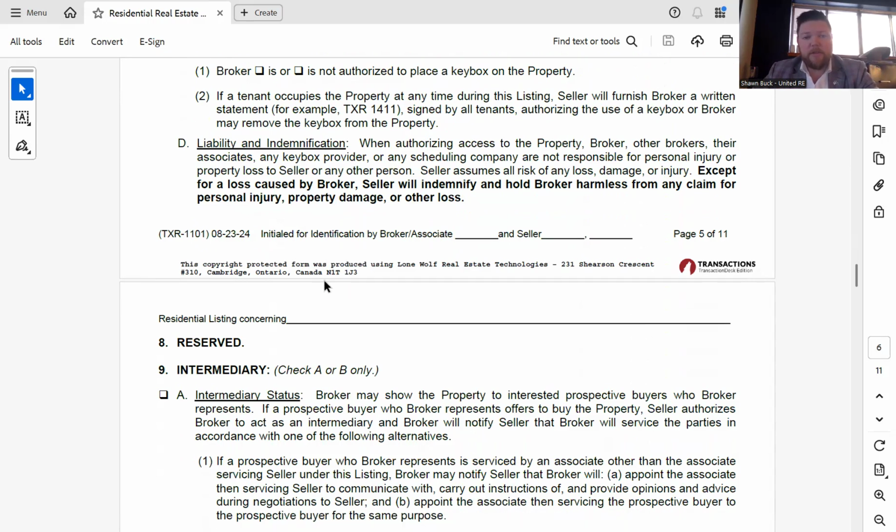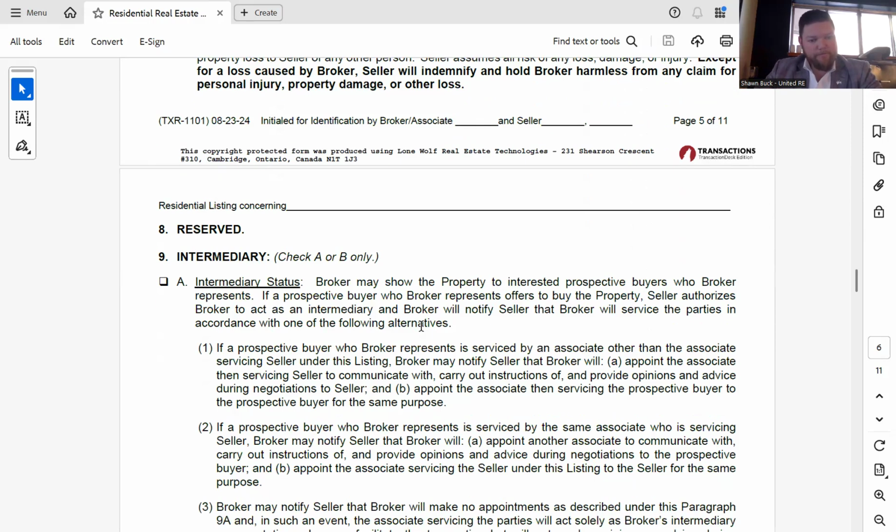Liabilities, limitations, when access to the property, keep your insurance. If someone falls or hurts themselves, that's on our insurance, it doesn't cover someone getting hurt on the property. So you want to keep your homeowner's insurance and keep paying your mortgage.